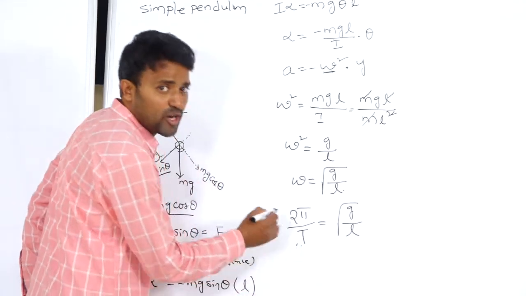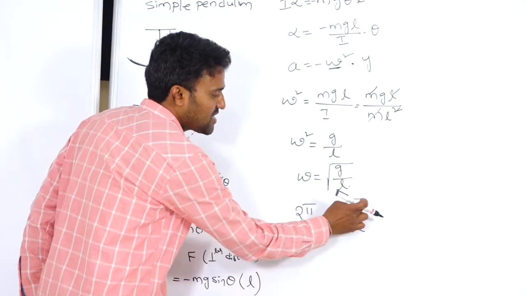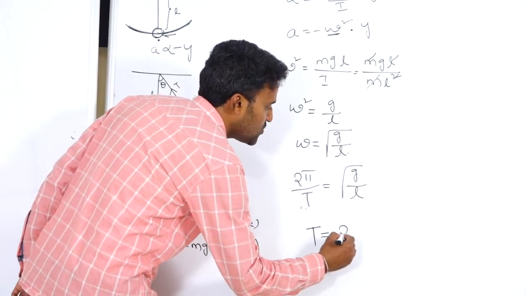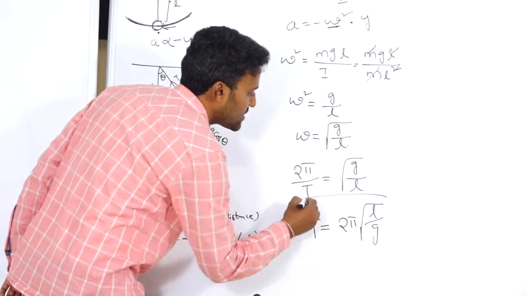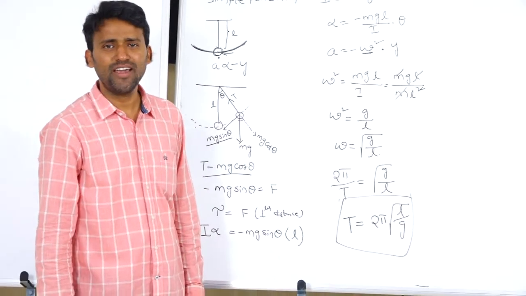Then we need the time period of the simple pendulum. For the time period T, I am taking it on the left hand side and the remaining on the right hand side. T is equal to 2 pi under root of L by g. Time period T is equal to 2 pi under root of L by g.